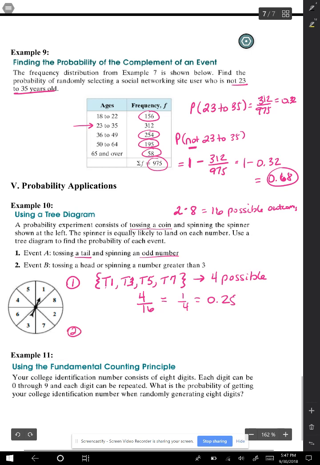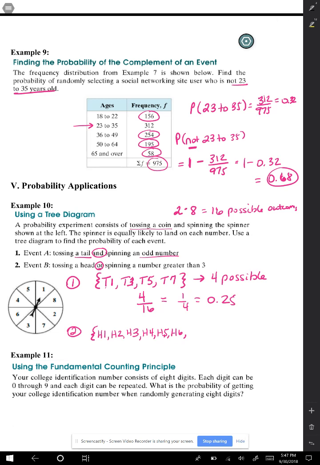Then on example 2, it's the probability of getting a head or spinning a number greater than 3. So again, we can just list these out real quickly. So you could get a heads, and notice here it says tossing a head or spinning. So that's important. The first one said and, the second one says or. So tossing a head could be heads with 1, 2, 3, 4, 5, and 6. So any of those contain a head, or spinning a number greater than 3.